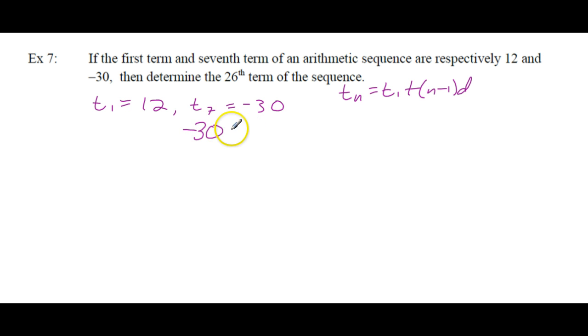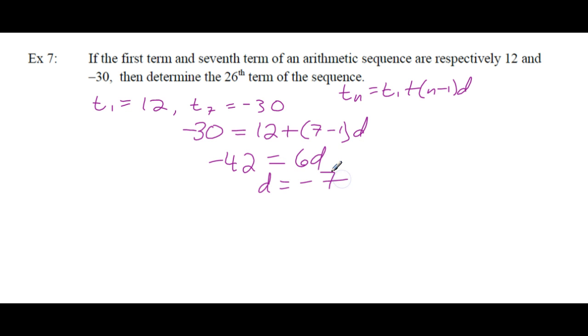So that's t7 is equal to t1, that's 12, plus n minus 1, 7 minus 1, times d. And you see the only thing we don't know is d. So let's subtract 12, and this is 6d, and so d is negative 7. So now I've got t1. I want the nth term, so I've got n, and I've got d.